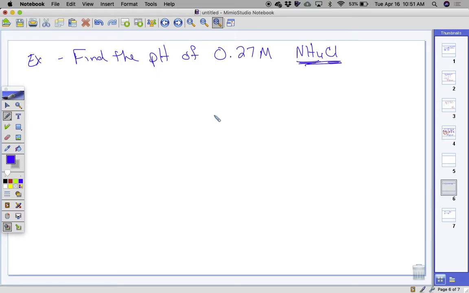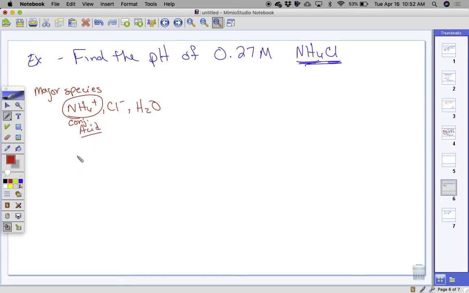If we have to find the pH of this, and this is what I would suggest you do every time: What are your major species in solution? NH4 plus, Cl minus, and water. One of those will dictate the pH. Which one? We just did it on the other slide. This one's going to dictate the pH. It's functioning as an acid.